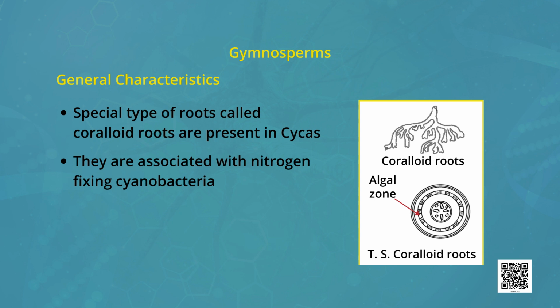Cyanobacteria live in the algal zone of the cortex of coralloid roots. It fixes nitrogen for the Cycas plant. Nitrogen is one of the important nutrients, and at the same time its availability is limited. Microbes such as cyanobacteria have the ability to fix nitrogen when the plant is devoid of nitrogen. This is the key feature of symbiotic association between the two organisms.